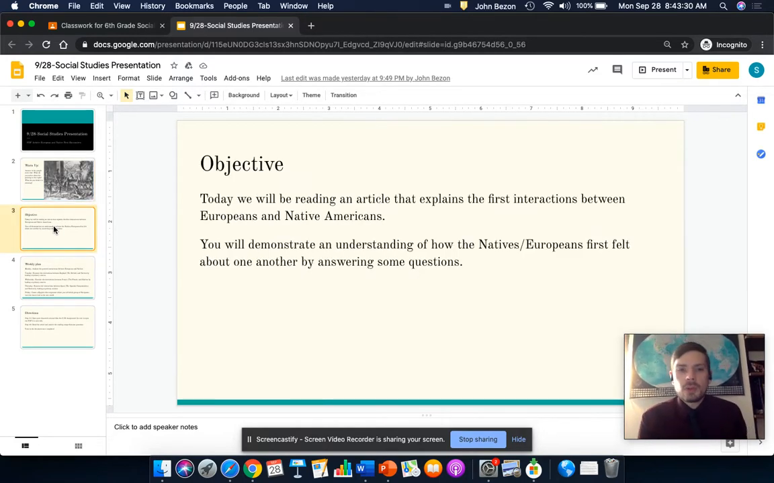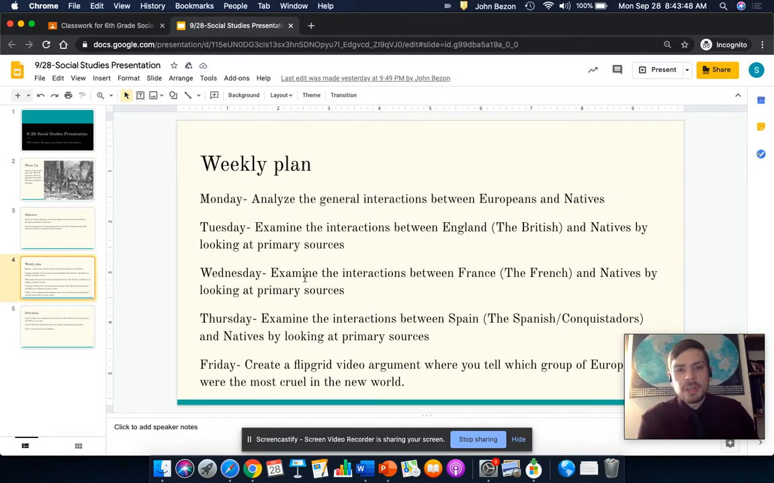And then we moved on to our objective. It said, today we will be reading an article that explains the first interactions between Europeans and Native Americans. You will demonstrate an understanding of how the natives and Europeans first felt about one another by answering some questions. And then here's our weekly plan. Pretty important this week. Today we are analyzing the general interactions between Europeans and natives. Just generally what happened, how did the Europeans and natives first feel about one another when they met?